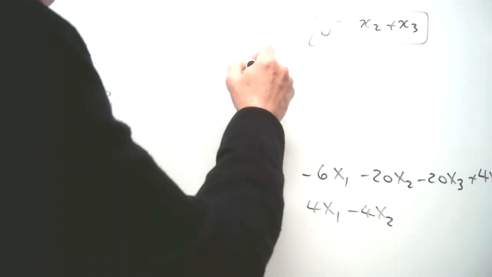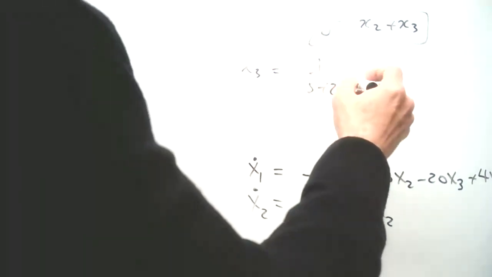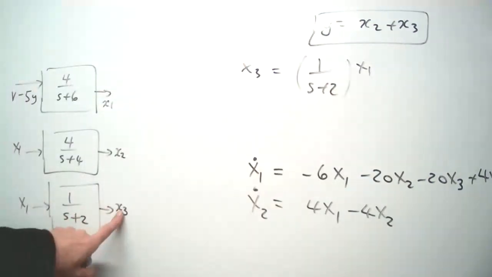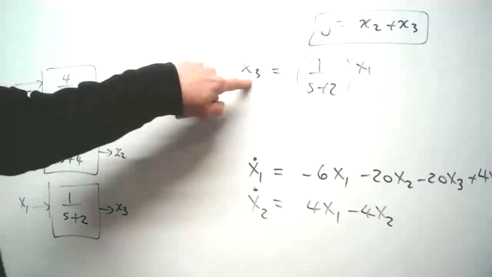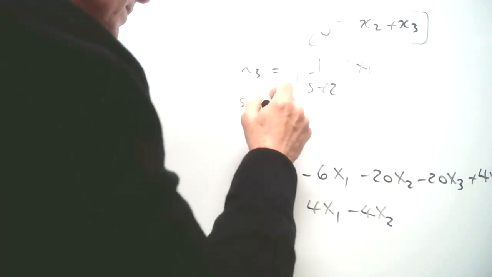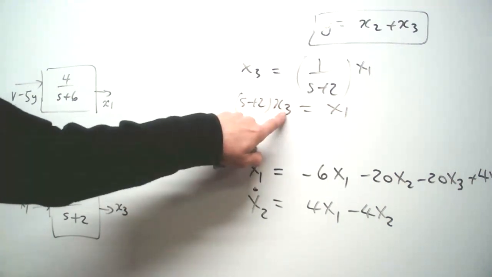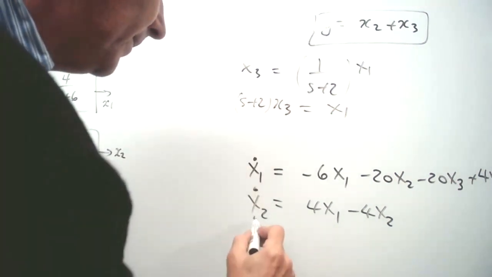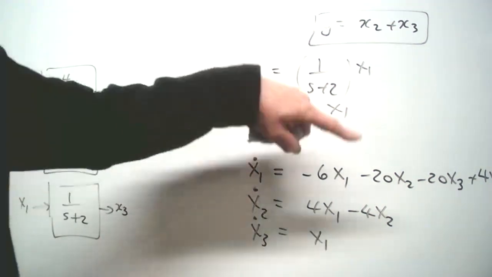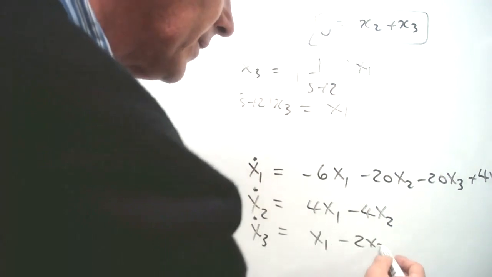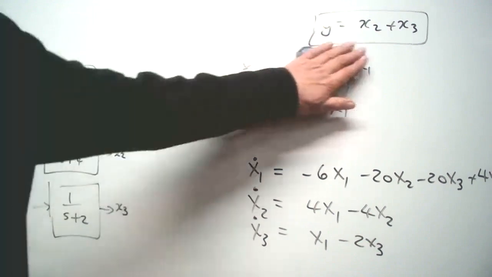And then the third one is we've got x3 equals 1 over s plus 2 again times x1. That's this times this. Again, move the s up, so you get s plus 2 times x3 equals x1. Then s times x3 is x3 dot. That's going to equal x1. Got a 2x3 in this, that becomes minus 2x3. So I've now got myself three little differential equations here.